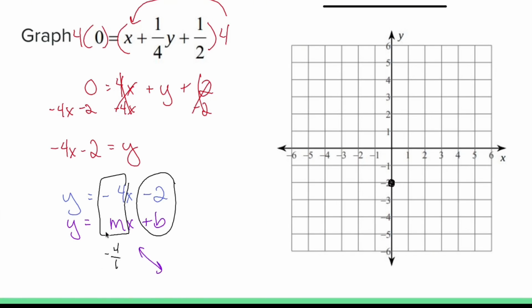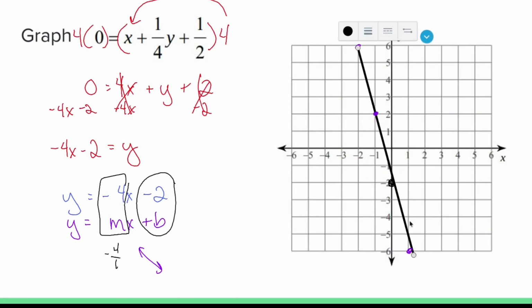So I can go up 4, left 1, up 1, 2, 3, 4, left 1. Can I do it again? Yep, 1, 2, 3, 4, left 1. And if I want to put more dots, I can go down 4, 1, 2, 3, 4, right 1, and put a dot right there. Connect the dots like that, using this magical line that I have already waiting for me.